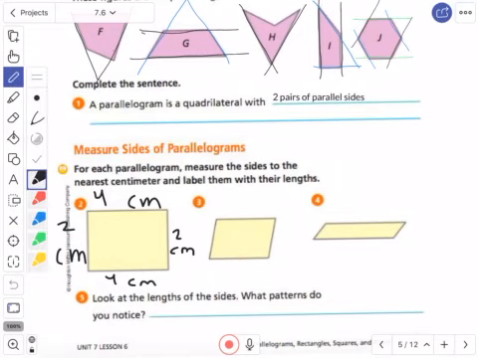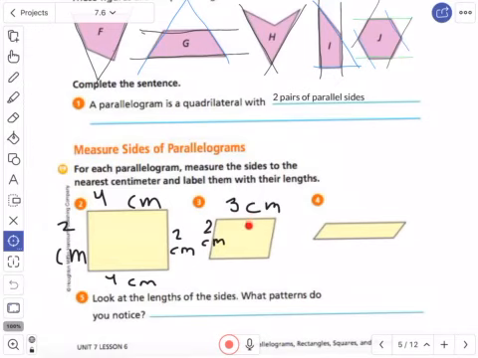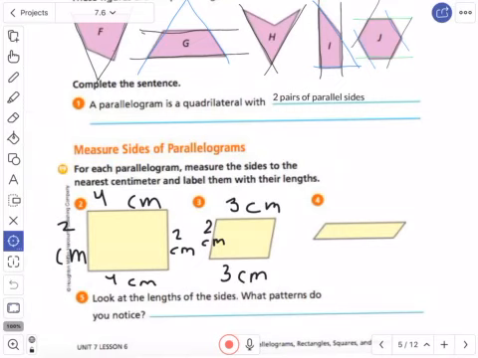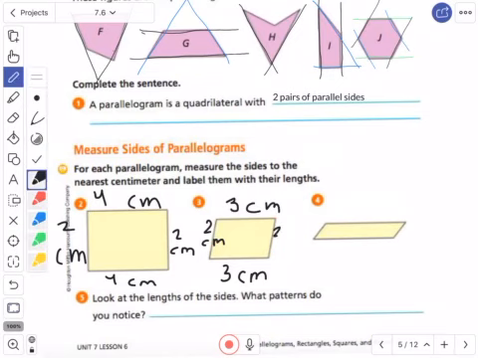Okay, and then going to do this one. I'm going to say 3 centimeters on top. And this other side will be 2 centimeters. Okay. Now, if my top is 3 centimeters, my bottom will be, say it, 3 centimeters. And if the left side is 2 centimeters, the right side will be 2 centimeters.